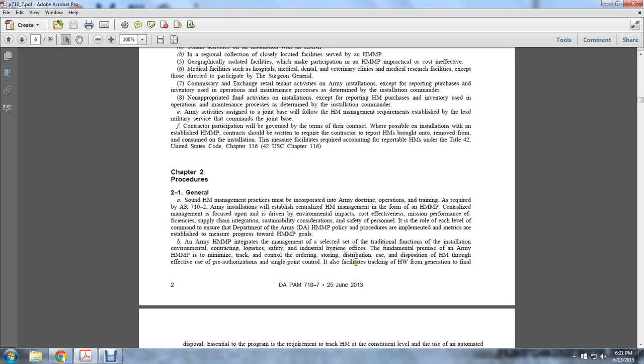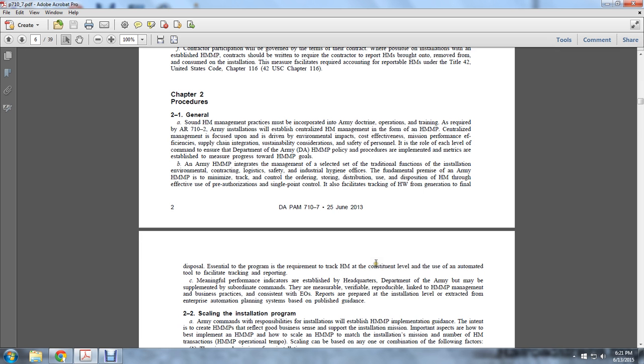single point control. It also facilitates tracking hazardous waste from generation to final disposal, which is essential to the program that is required to track the hazardous material, the constant to the level, and the use of automated tools to facilitate the tracking and the reporting. Meaningful performance indicators established by Headquarters, Department of the Army may be supplemental and subordinate. They measure and verify the reproducible link to hazardous material management and business practices, consistent with the EO's reports prepared by the installation level and extracted from the enterprise automation planning, based on the published guidance.